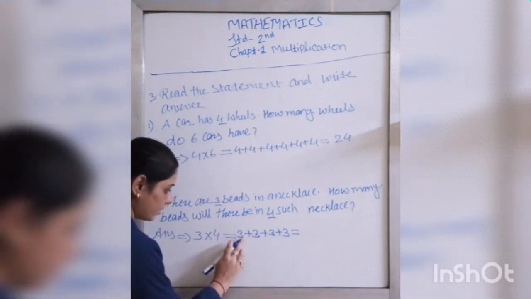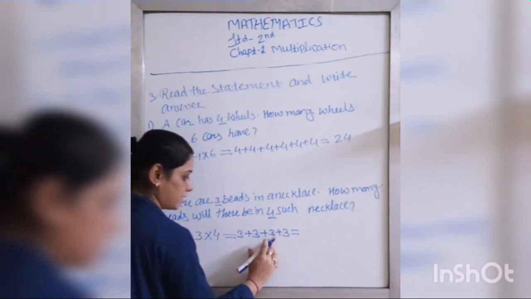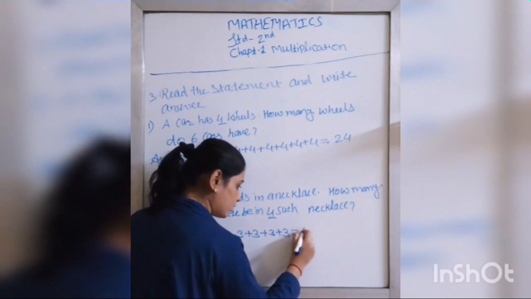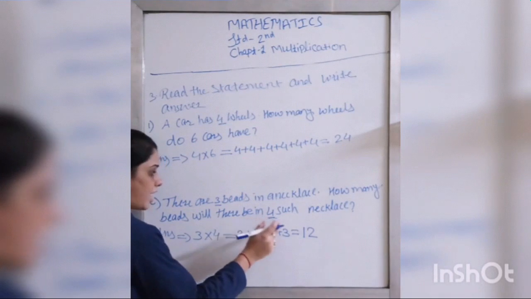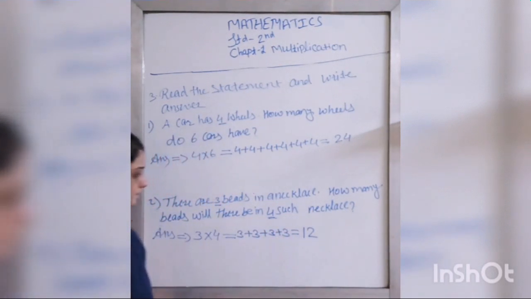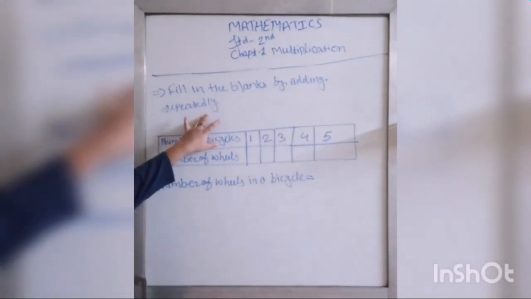Start adding. 3 plus 3 is equal to 6. 6 plus 3 is equal to 9. And 9 plus 3 is equal to 12. So 4 necklaces will have how many beads? 12 beads. Understood? The next one, fill in the blanks by adding repeatedly.